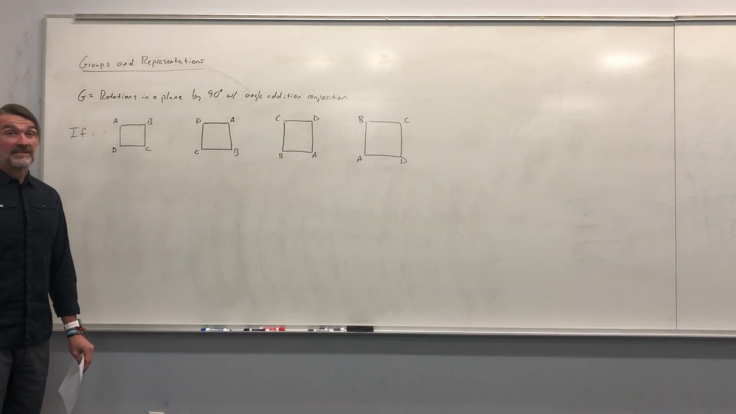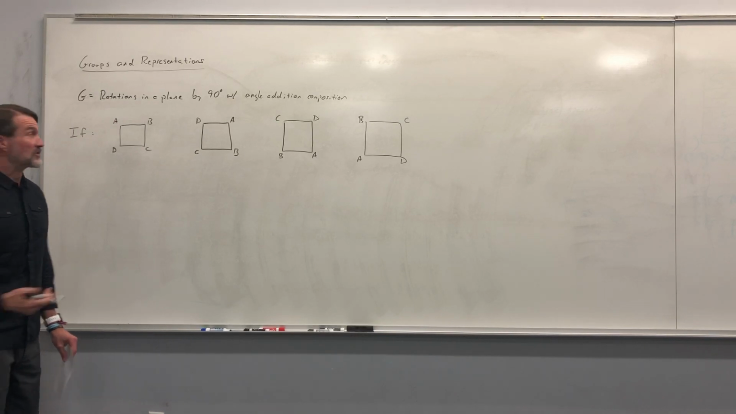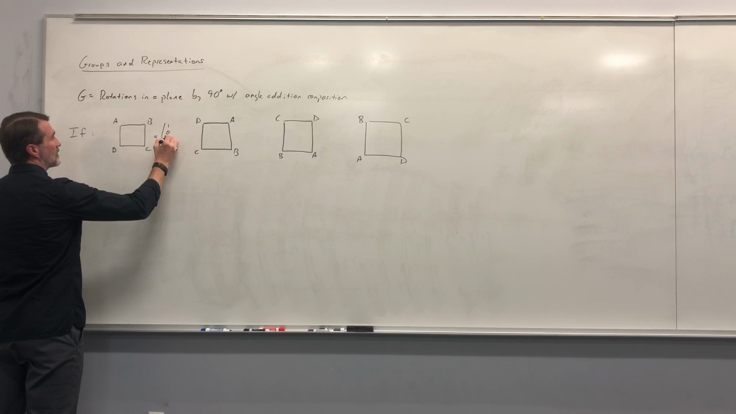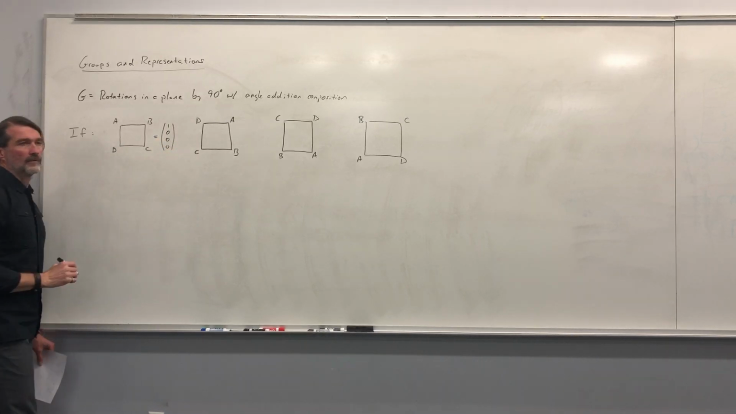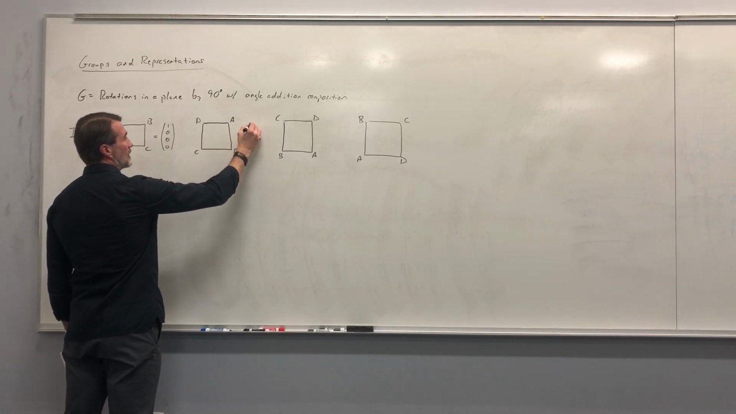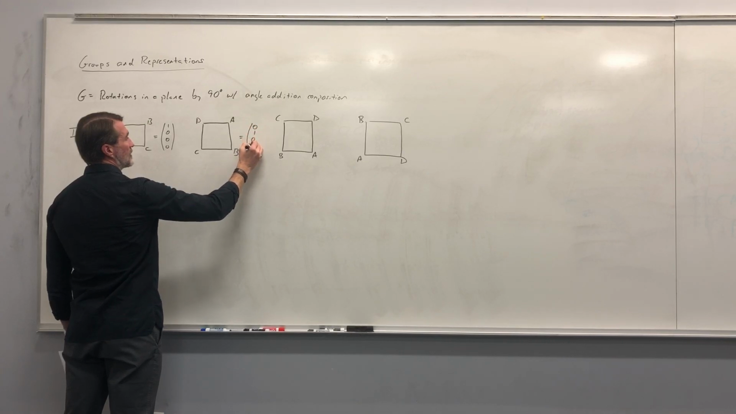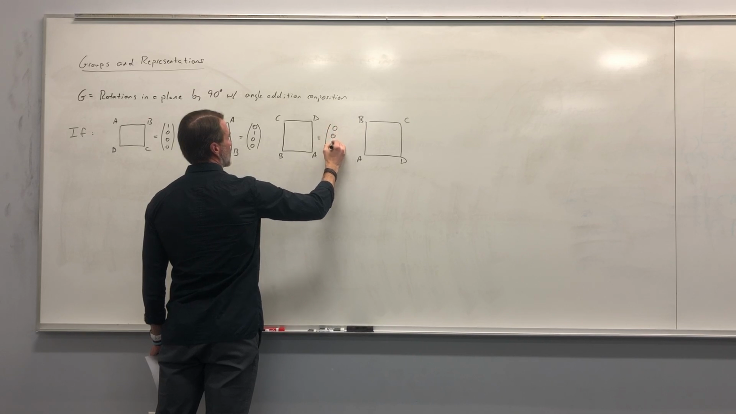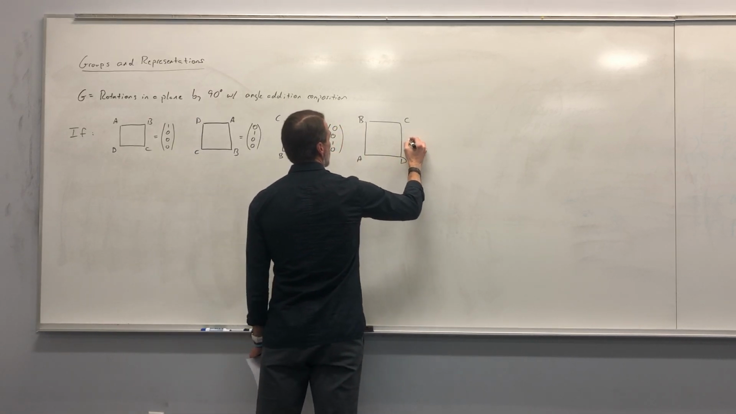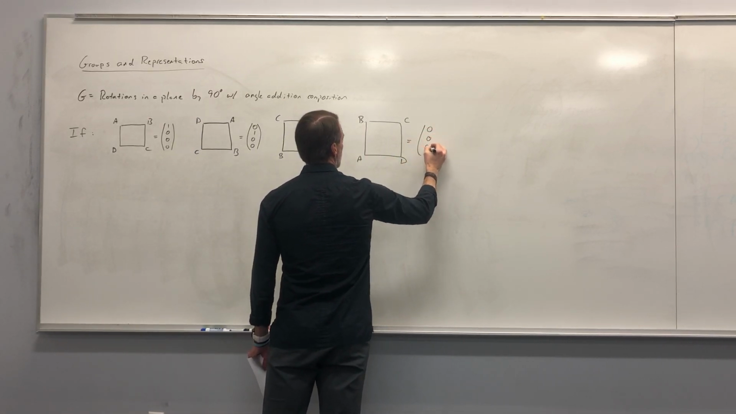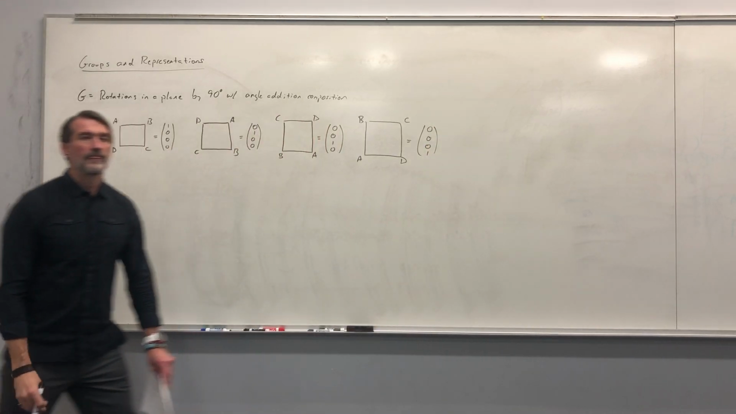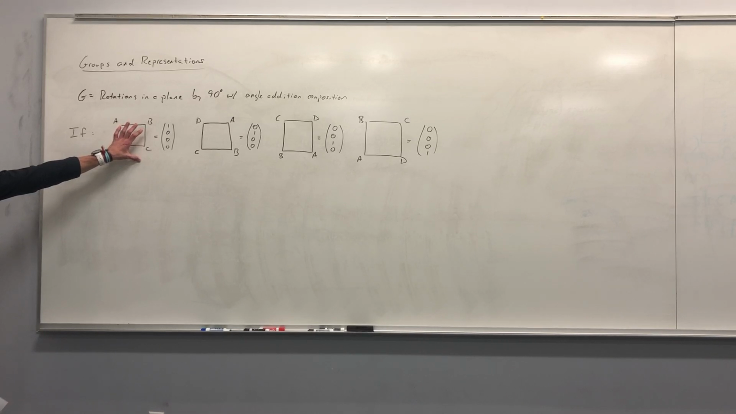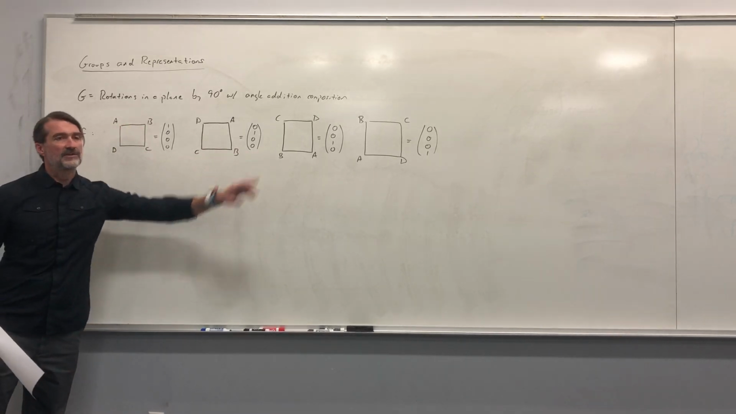There are many different ways to do this. I'm going to give you what to me is the most obvious choice. I can call this 1, 0, 0, 0. And then I can call this 0, 1, 0, 0. And then I can call this 0, 0, 1, 0. And then I can call this 0, 0, 0, 1. Okay? So now instead of looking at these pictures of the squares, I just replace them by these matrices.